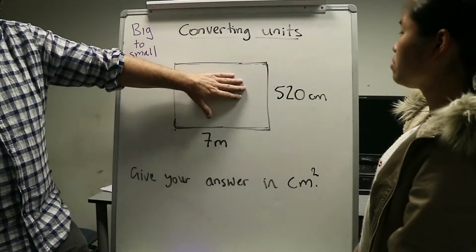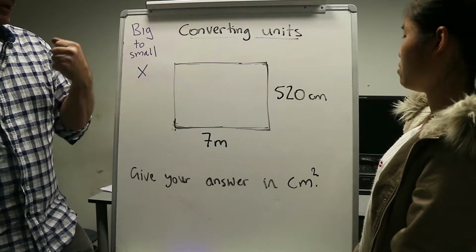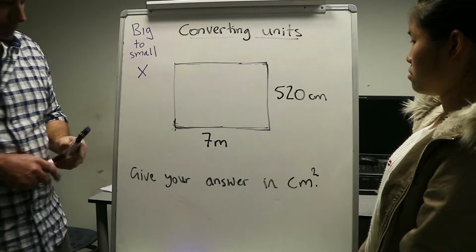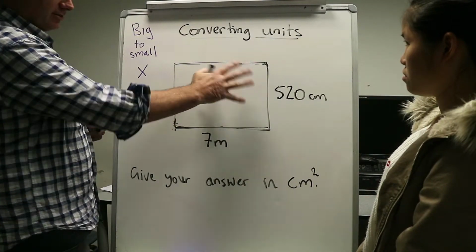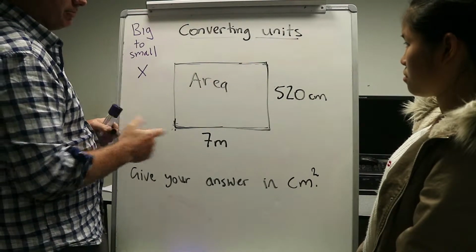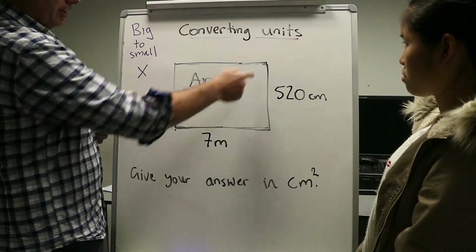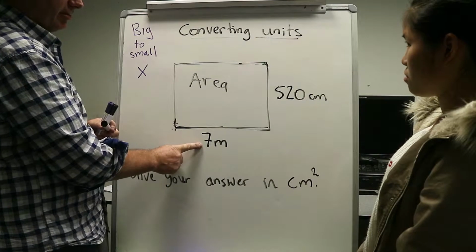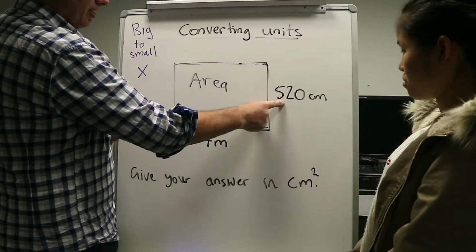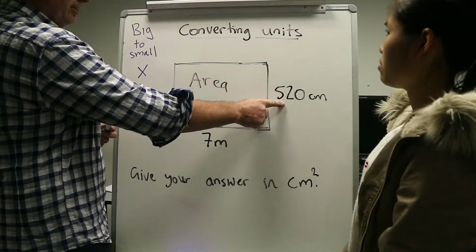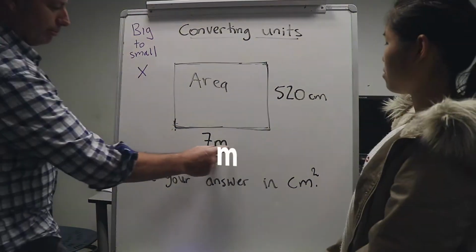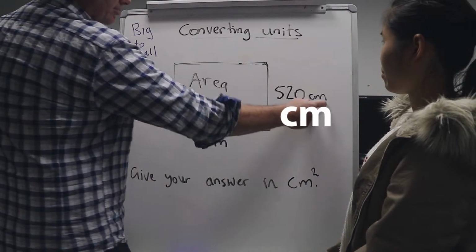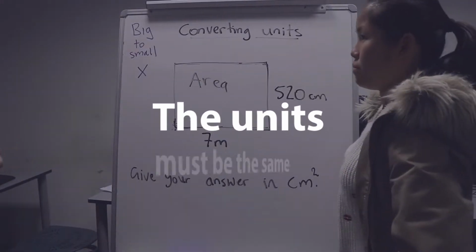Back to converting units. We have a rectangle, so the area, the space inside, is going to be the base times the height. The base is 7 metres, the height is 520 centimetres. Do you notice a problem here? Metres and centimetres, they're not the same.